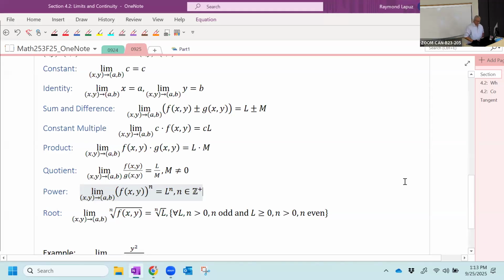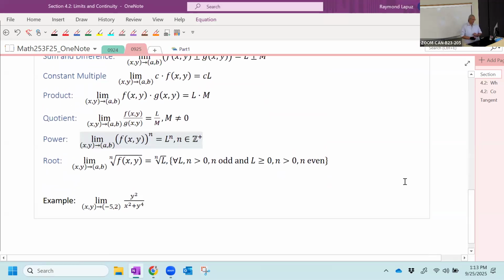All right. Our first example is this. Limit as x, y approaches negative 5, 2 of y squared divided by x squared plus y to the fourth.